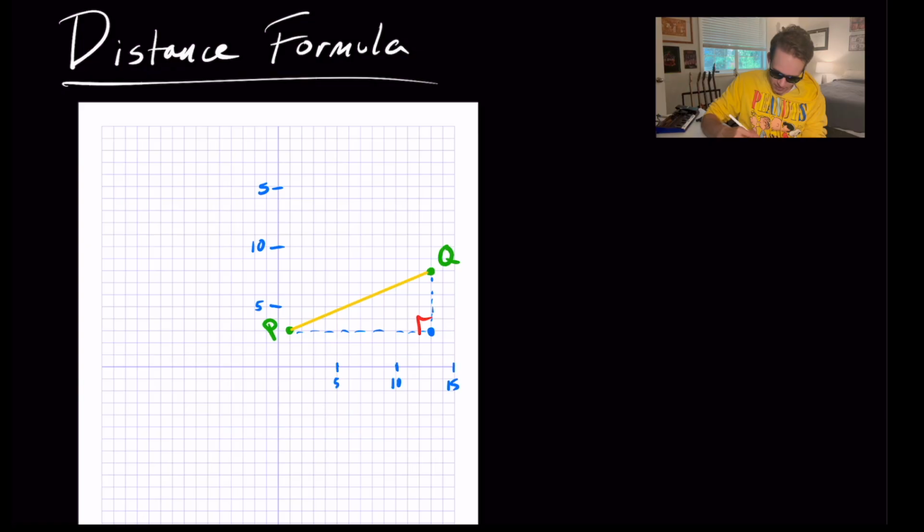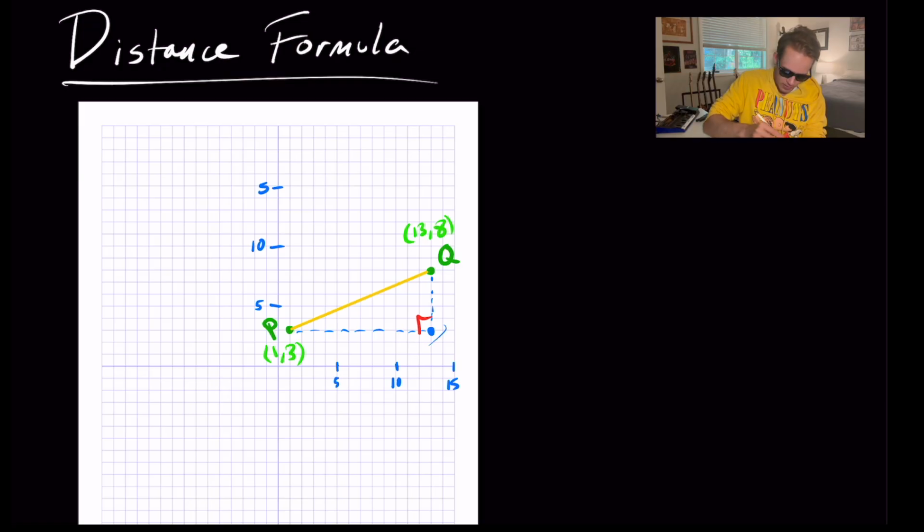So the first thing we want to do is figure out how long is each side. So point Q, right, it has xy coordinate of 13, 8, and then point P, its x and y coordinates are 1, 3, and then this point that we put down at the beginning of the video is going to be 13, 3. If you don't know how to get coordinates from points, I made a video on that, so go back and watch that. But yeah, let's figure out how long this side is.